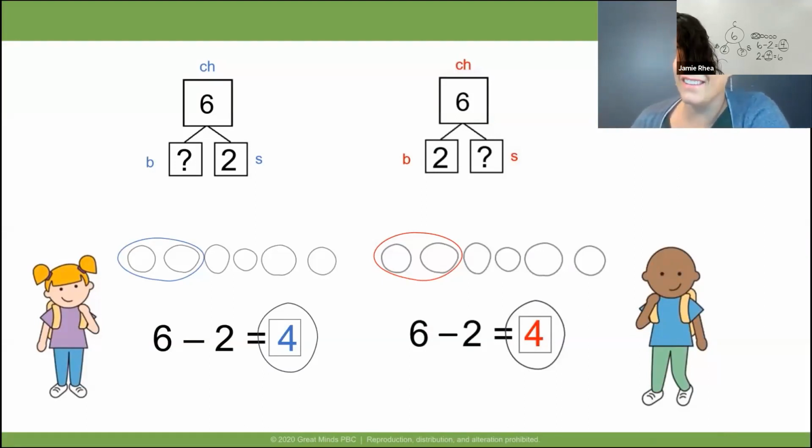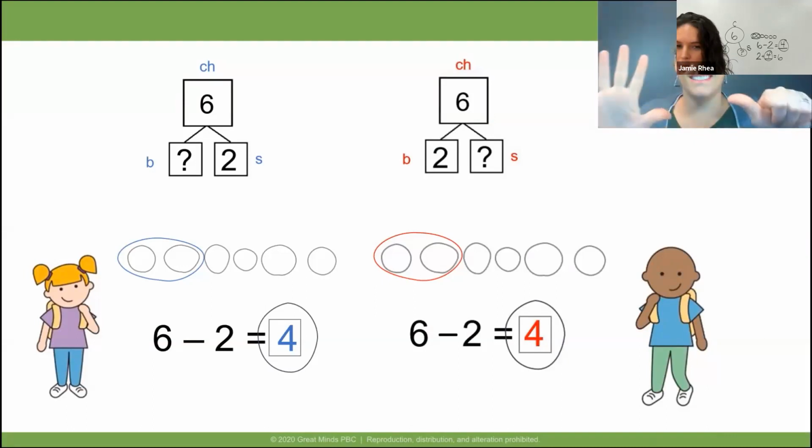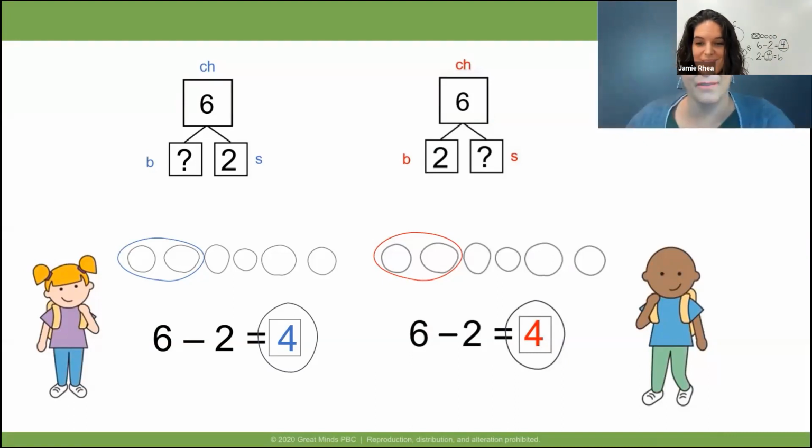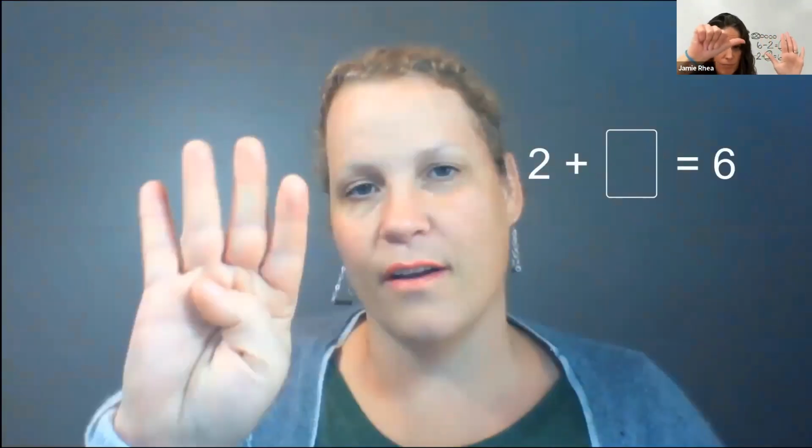Both Maria and Elijah decided that it was more efficient to count back from 6. Because watch, 6, 5, 4. That was very efficient counting back from 6. Did any of you write the addition sentence 2 plus something equals 6 and count on from 2? 2, 3, 4, 5, 6. Well, that's correct too. It would have been quicker counting back from 6. Counting on from 2 works absolutely. Give yourself a pat on the back.